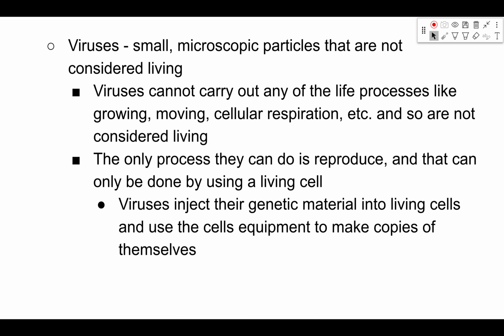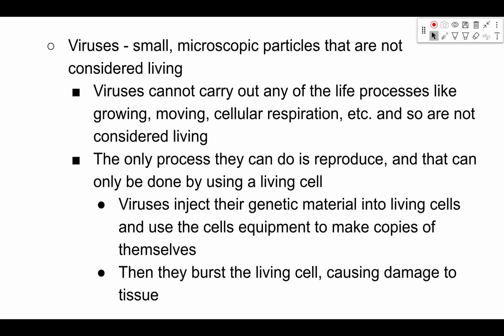So what they do is they land on the exterior of a living cell, they inject their genetic material into the living cell, and then they use the cell's equipment to make lots and lots of copies of the virus, to make all these new little capsules with new DNA inside of them. And then, when they've produced enough of them, they burst the living cell open, which damages that cell. And if you have enough cells in your body that are being burst open and damaged by the virus, then that starts to damage your tissues.